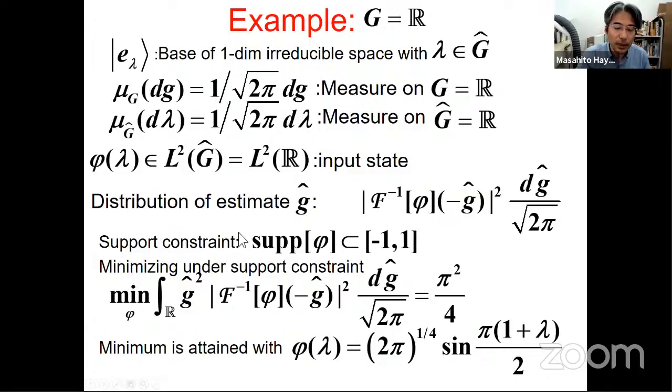But if we allow any phi, our estimate is very nice. In that case, we need some restriction. Otherwise, the problem is somehow trivial. So sometimes we make a support constraint. Under this constraint, we need to minimize this one. That minimum is given as this under this support constraint. So this input state is optimal in that situation.